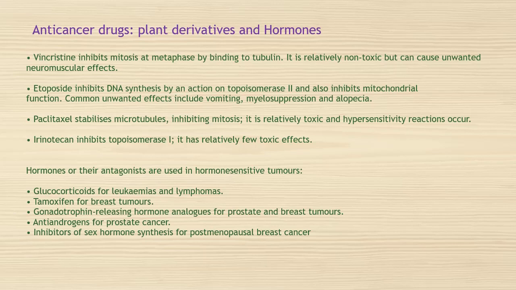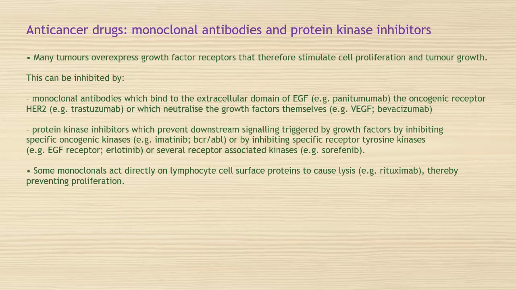Now, apart from plant derivatives and hormones, we can also have radioactive isotopes. They can also be targeted at specific tissues like iodine 131 for thyroid tumors. This is very safely used in treating thyroid tumors. There is one more class under anti-cancer drugs, the monoclonal antibodies and protein kinase inhibitors. This is a recent one.